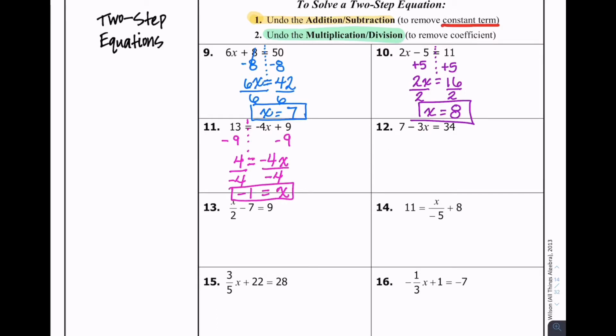Okay? How can I check that I'm right? Well, if I take my answer and I plug it in, and this is what I mean. I replace x with a negative 1. So 13 equals, well, what is negative 4 times negative 1? 4. Notice I'm just bringing the 13 down because there's nothing to do on that side. Well, what is 4 plus 9? 13. Therefore, I was right.